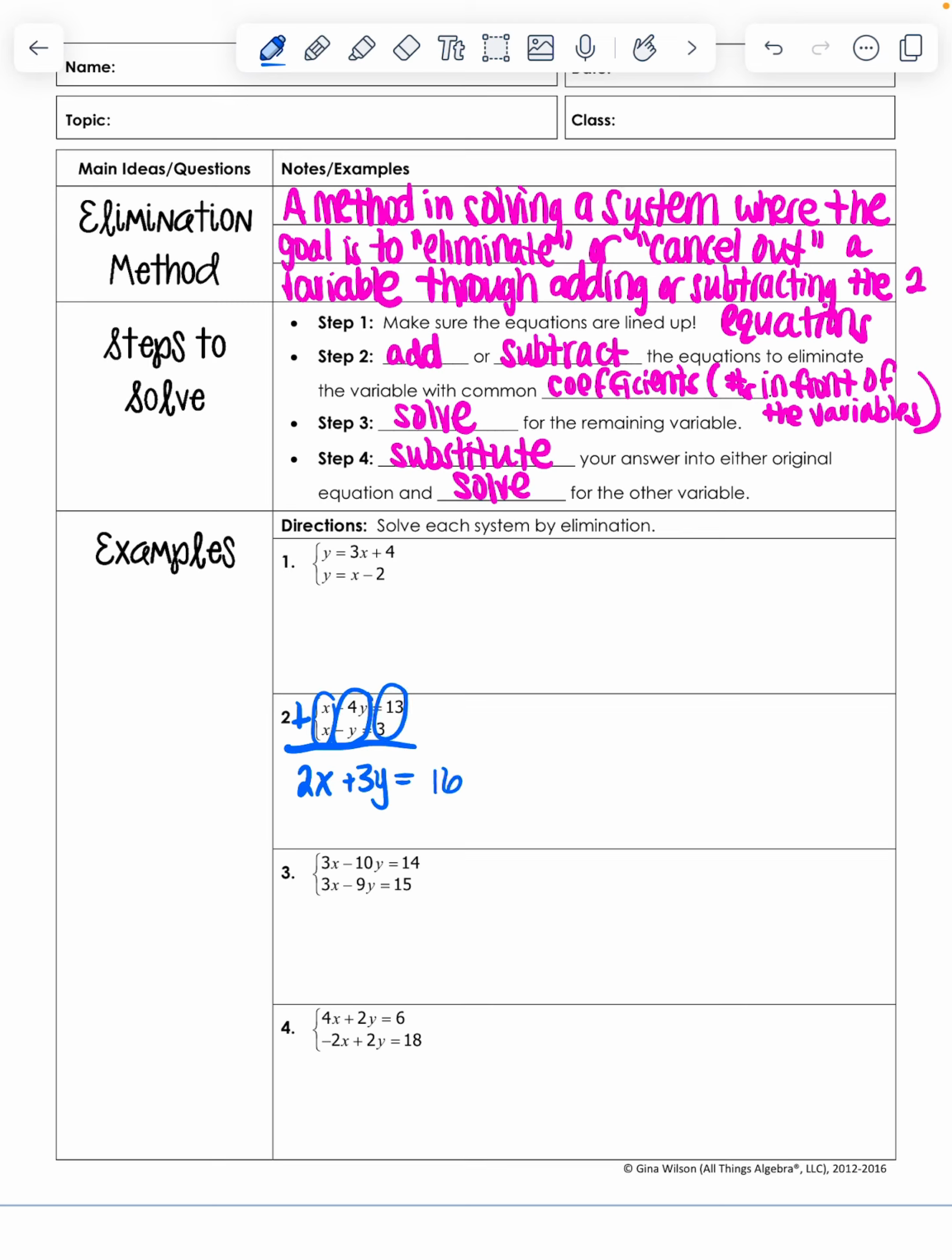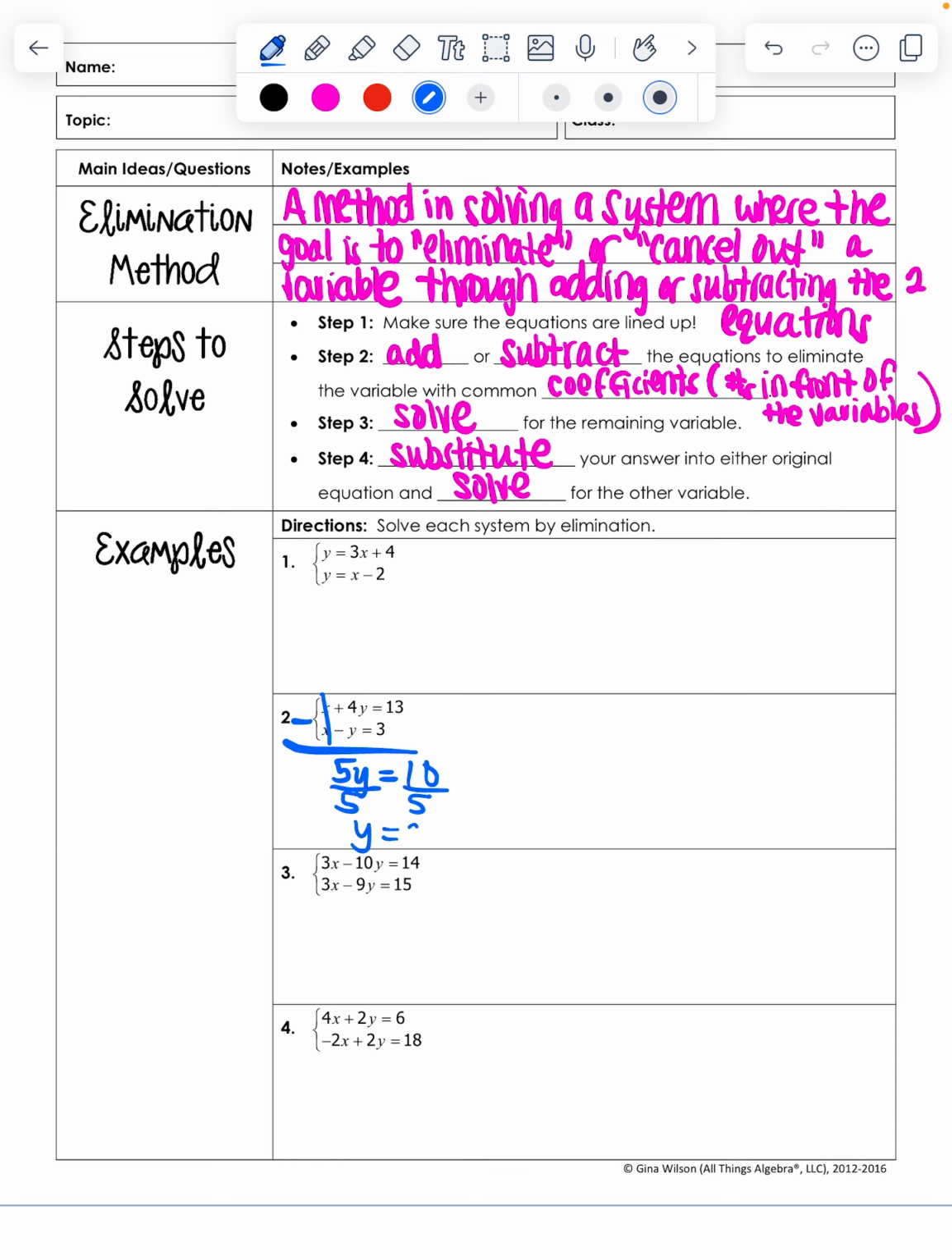But if we, instead of adding, subtract these two equations, then look at what will happen with just one of the variables. If I subtract x minus x, they eliminate, they cancel out. So subtraction would be the way to solve this system because the coefficients are the same. Then we would do 4y minus negative 1y. We have to just be careful with that. 4 minus negative 1 is technically 4 plus 1. So this is going to be 5y equals 13 minus 3 is 10. Then we divide by 5 and we're left with y equals 2.